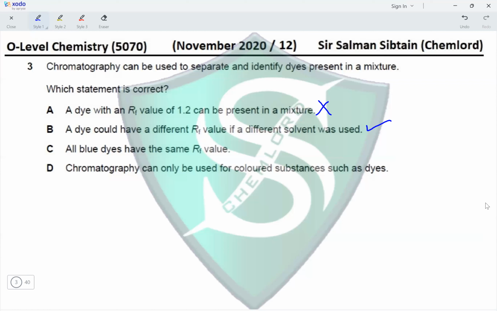All blue dyes have the same RF value? No. Chromatography can only be used for colored substances such as dyes? No. For colorless substances, locating agents can be sprayed onto the separating component so that their positions can be identified after the chromatography has been completed. So this makes option B the correct option for this question.